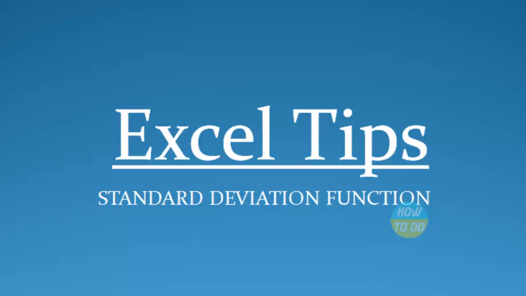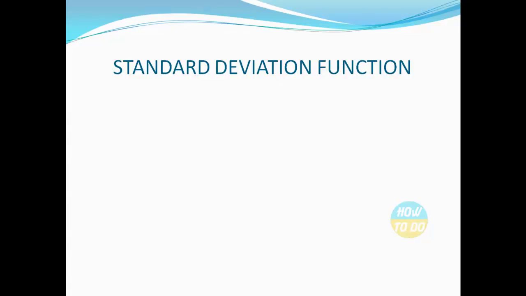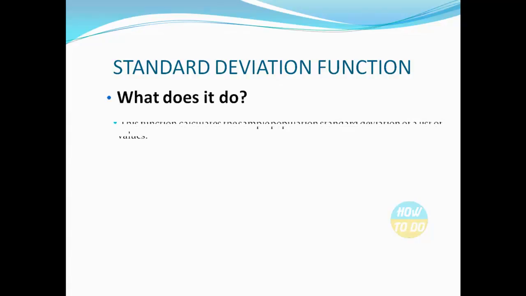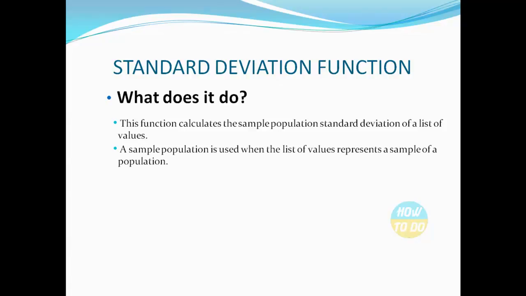Today in our Excel tips, we're going to learn about a new function, which is the standard deviation function. Now let's understand what the standard deviation function does. This function calculates the sample population standard deviation of a list of values. A sample population is used when the list of values represents a sample of a population.